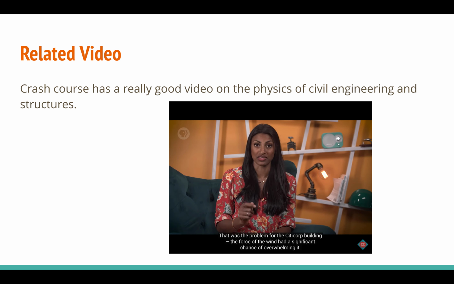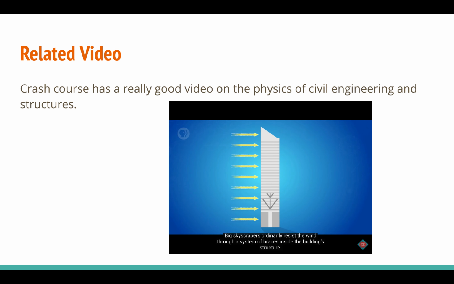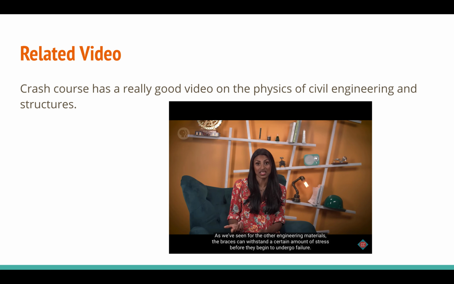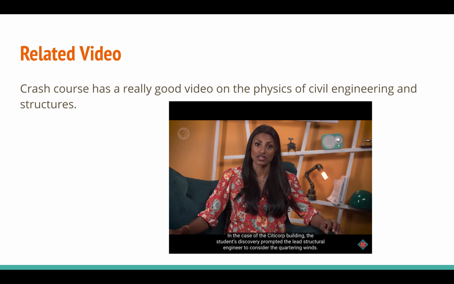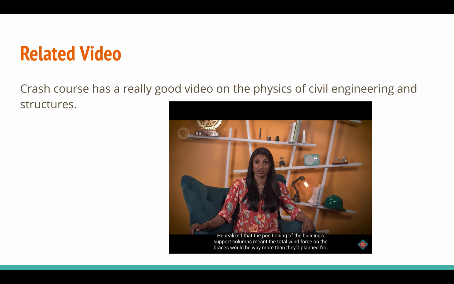That was the problem for the City Court building. The force of the wind had a significant chance of overwhelming it. Big skyscrapers ordinarily resist the wind through a system of braces inside the building's structure. As we've seen for the other engineering materials, the braces can withstand a certain amount of stress before they begin to undergo failure. In the case of the City Court building, the students' discovery prompted the lead structural engineer to consider the quartering winds. He realized that the positioning of the building's support columns meant the total wind force on the braces would be way more than they planned for.